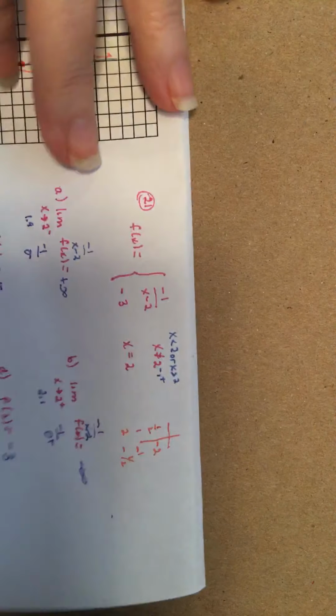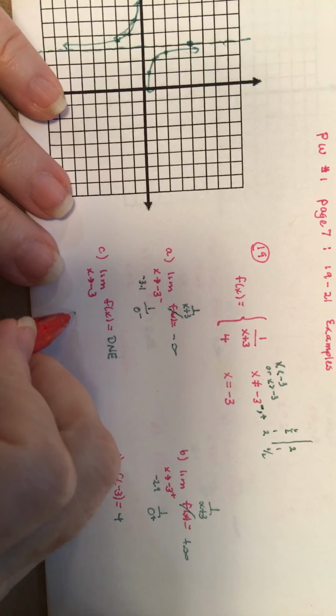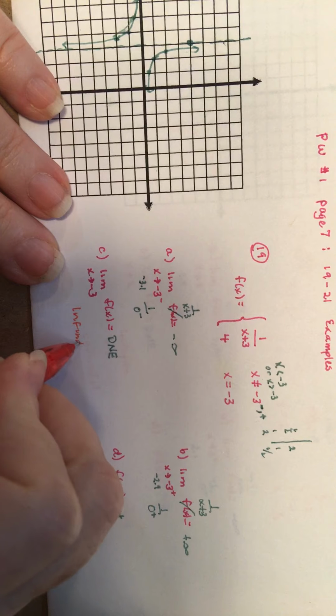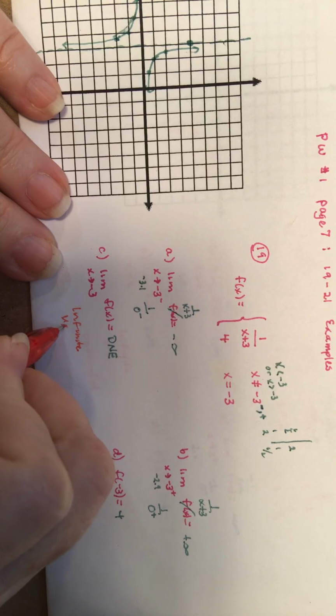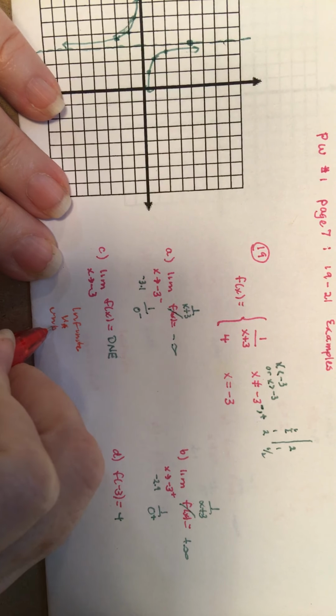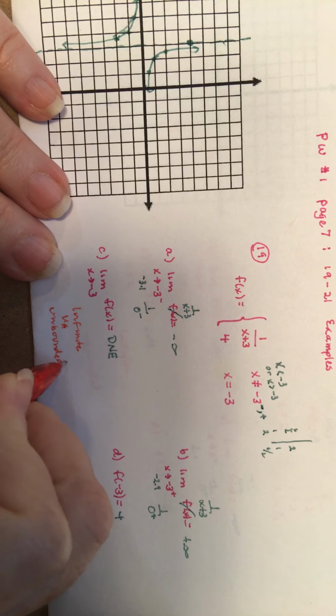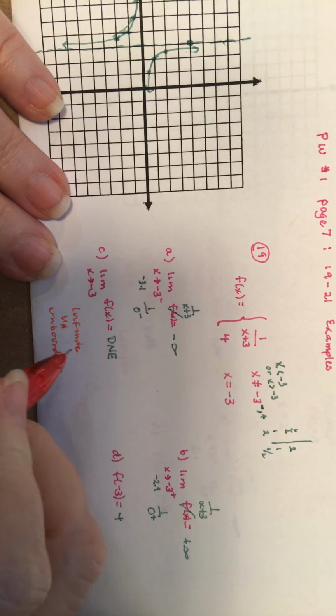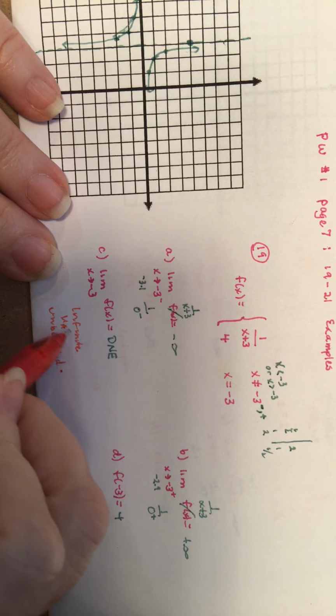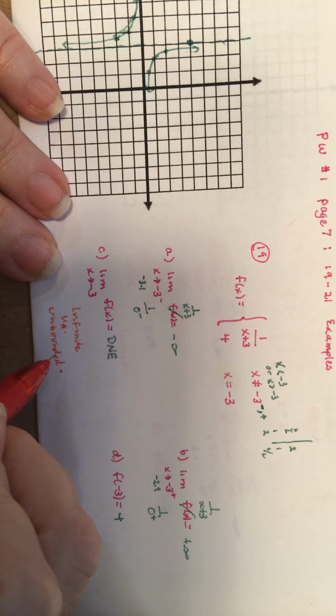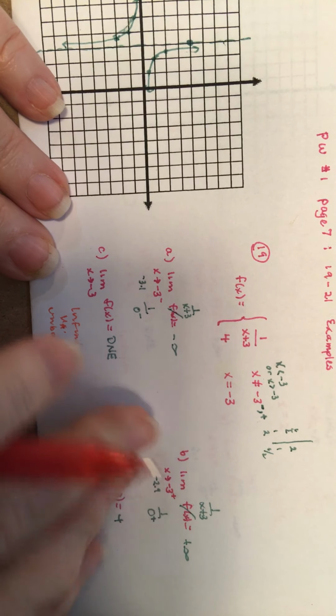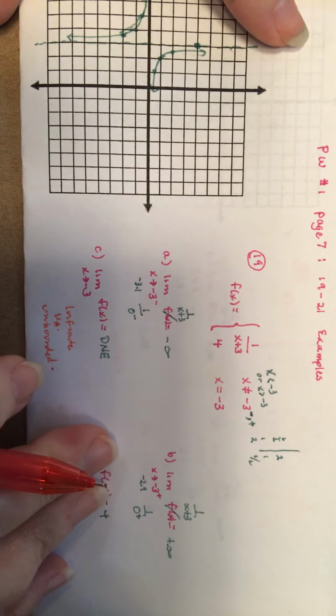Let's go back to the first one. We know it's infinite, if you want to call it that, or you could call it vertical asymptote or unbounded. College books all do this. The AP seems to like to use these two ideas a lot. You need to know all three of those names, just to be quite honest.